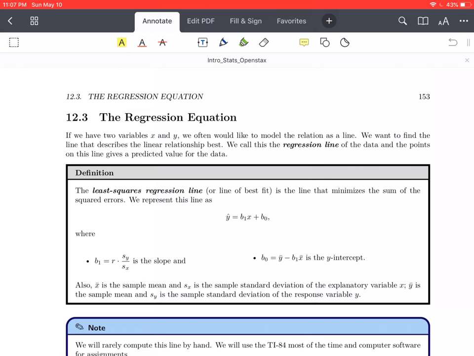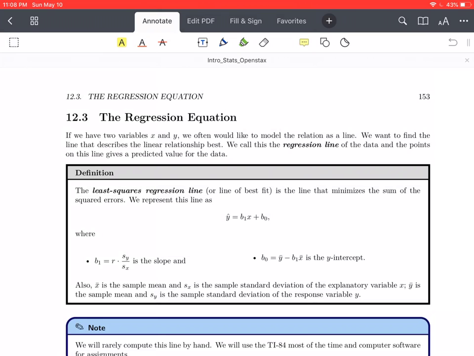Hi everybody, we are in section 12.3, so we're talking about linear regression, and in this section we're going to be looking at the actual regression equation, so we can actually create this line of best fit for our data.